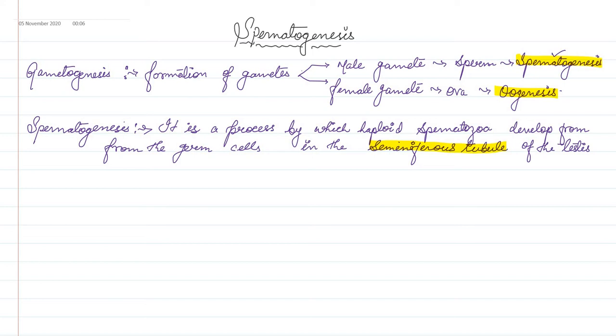Seminiferous tubules are lined by a germinal epithelium. As you are able to see in the structure here, when we take a section of testis, we will find a seminiferous tubule. On the inner side of the seminiferous tubule, there are two types of cells. First one is germ cell, and the second one is conical cell, which is known as Sertoli cells.